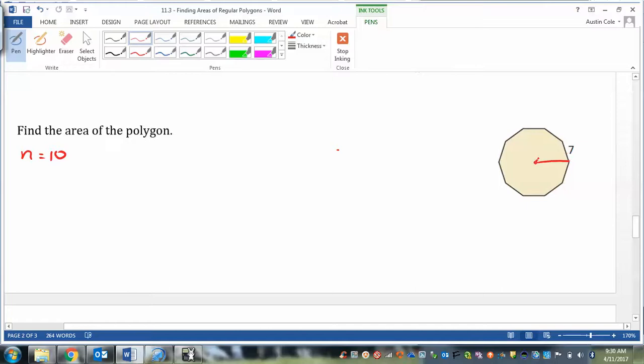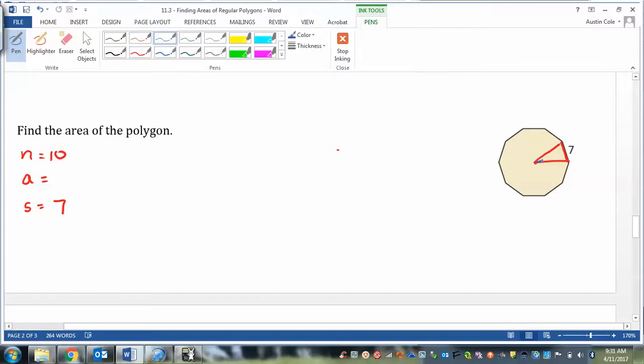I'm also going to draw this triangle to help us out a little bit. Do I know what my apothem is? No, I do not. Do I know my side length? Isn't that 7, guys? The side of that decagon is 7. So the only thing I do not have is my apothem. So let's look at this triangle.